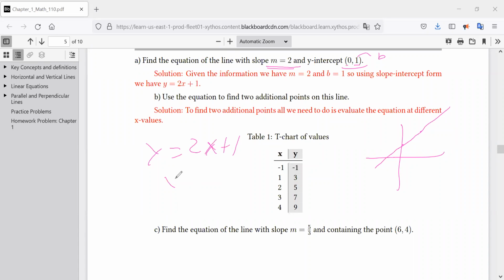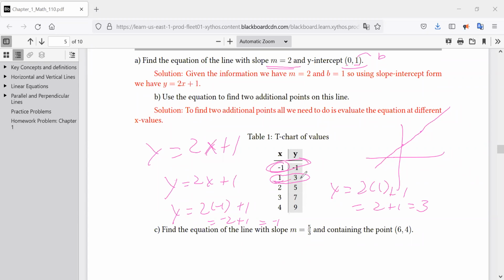So we can do this. If we were to do y equals 2x plus 1, and we were to plug in the point, say x equals -1, then we would have y is equal to 2 times -1 plus 1. That's equal to -2 plus 1 is equal to -1. So that defines this point right here. If we were to plug in 1, then we would have y is equal to 2 times 1 plus 1. That's equal to 2 plus 1 is equal to 3. That gives you this guy right here.